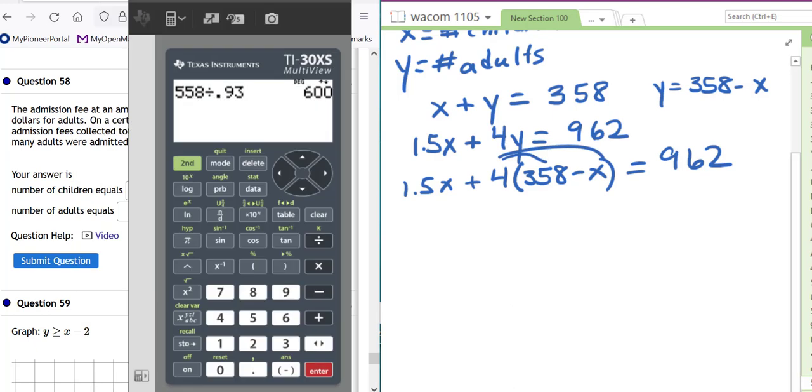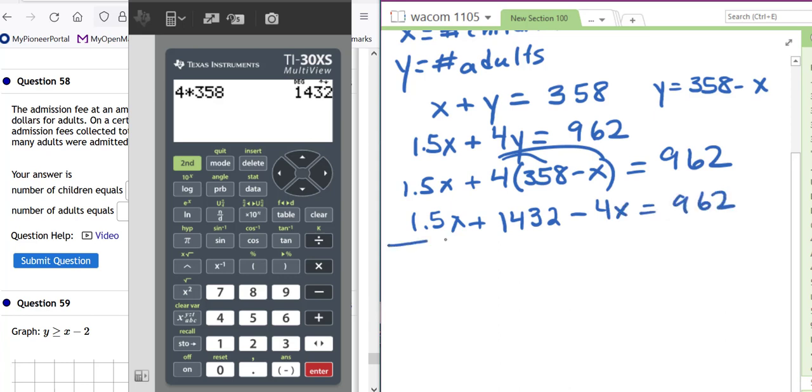So we have 4 times 358. And I'll bring this 1.5x down first. So 4 times 358 is 1432. Minus 4x equals 962. Put your x terms together. So 1.5 minus 4 is negative 2.5x. Don't be too worried about that negative.